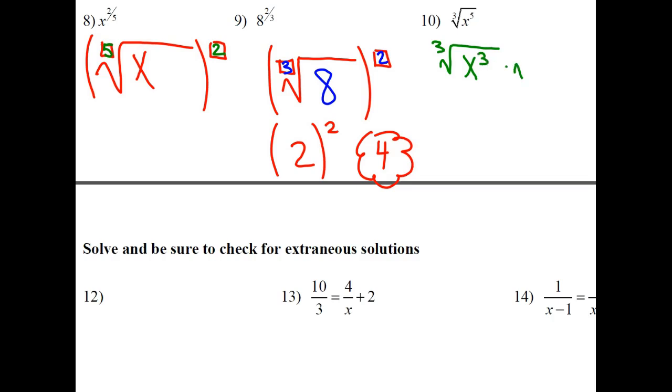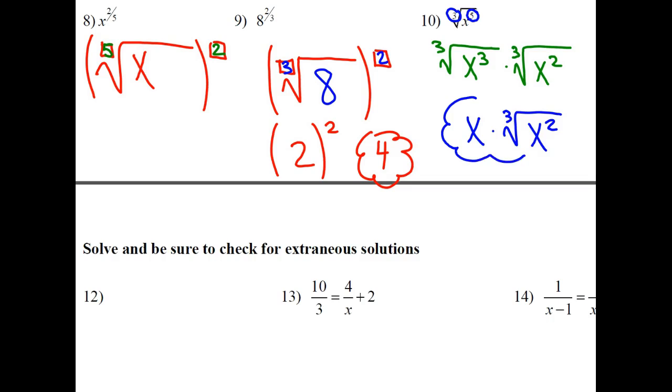Cube root of x cubed times the cube root of x squared, right? Because x squared times x cubed is x to the 5th. So how many perfect cubes are in there? 1. After we've done this enough, we start looking at this and we go, as long as that is bigger than that, there's going to be some perfect cube in there. How many 3's go into 5? 1, with a remainder of 2. That's why this turns into x to the 1st times the remainder, which is the cube root of x squared.